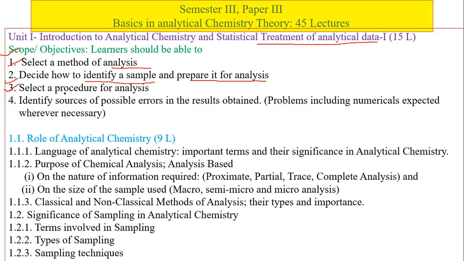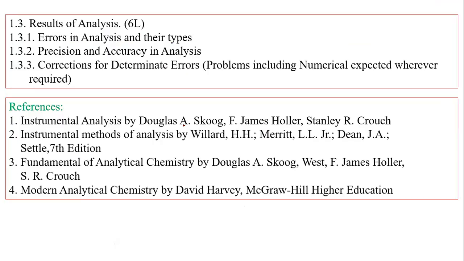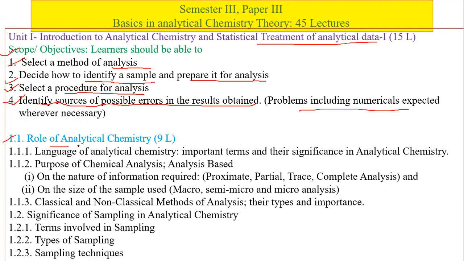Then we expect that you should be able to select a procedure of analysis, and at last you should be able to identify the source of error, from which the error is encountered. At the end we are going to see some numericals. First we'll start with the role of analytical chemistry from this unit, which is for 9 lectures.